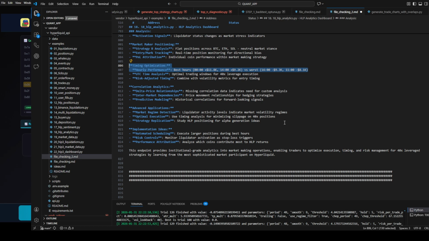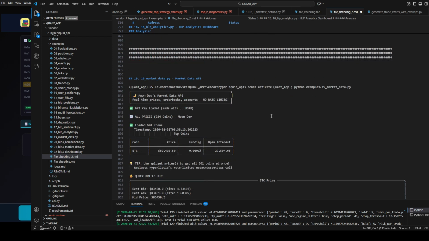Implementation ideas: automated scheduling, execute larger positions during best hours. Risk control: monitor liquidator activation as stop loss triggers. Performance attribution: analyze which coins contribute most to HLP returns. This endpoint provides institutional-grade analytics into market-making operations, enabling traders to optimize execution, timing, and risk management for 40x leveraged strategies by learning from the most sophisticated market participant on Hyperliquid.